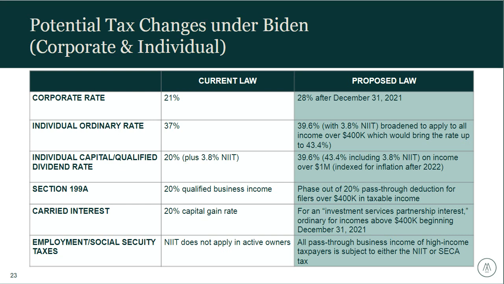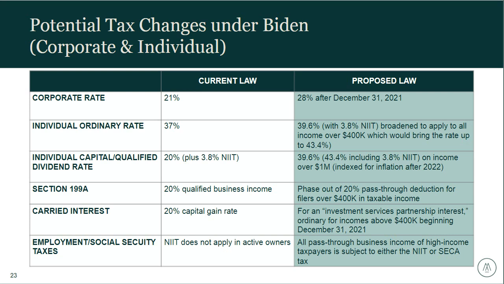And then Section 199A, which offered the 20% deduction and lowered the 37% down to 29.6, would be phased out for people that make over $400,000. The carried interest would go away also for people that make over $400,000. So this is more for people that make their living from investments, in an investment services partnership. It's kind of a defined term, like hedge funds and private equity. That goes away for them.